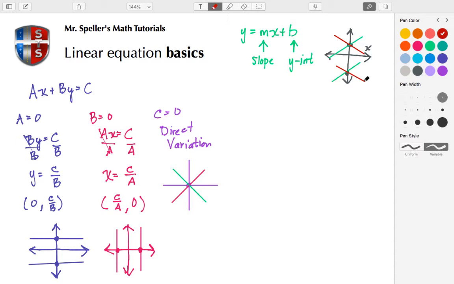Now, if we had to figure out what the slope was, we would have an equation for m, and I'm going to save that equation for the next equation, which is going to be the point slope formula.